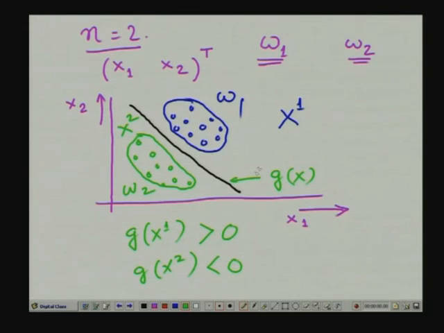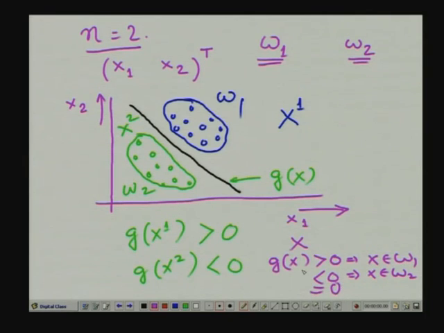So, once I design this g x having this sort of property, then for any unknown feature vector x, if I find that g x is greater than 0, I immediately infer that x belongs to class omega 1, whereas if g x is less than 0, I immediately infer that x belongs to class omega 2. Of course, g x equal to 0 is the boundary case, that means these are the feature vectors which fall on this particular line. And such a function g x is called a discriminant function.